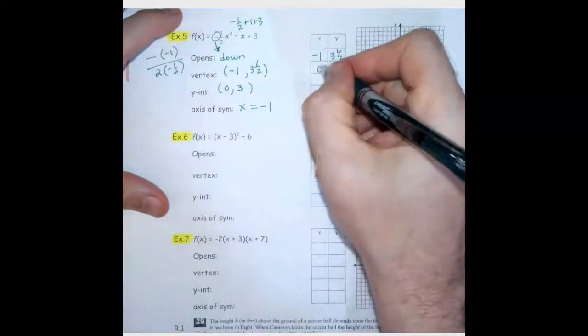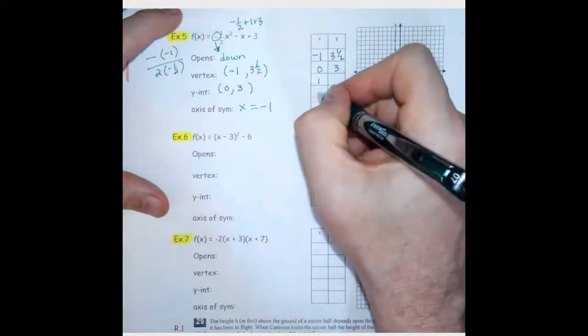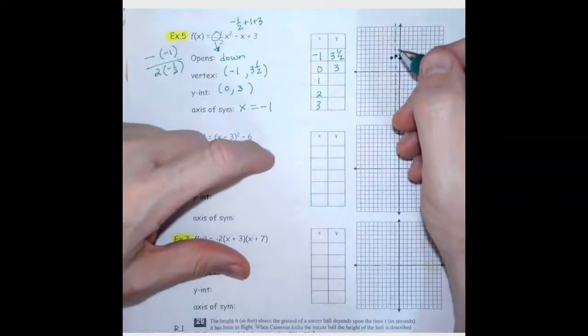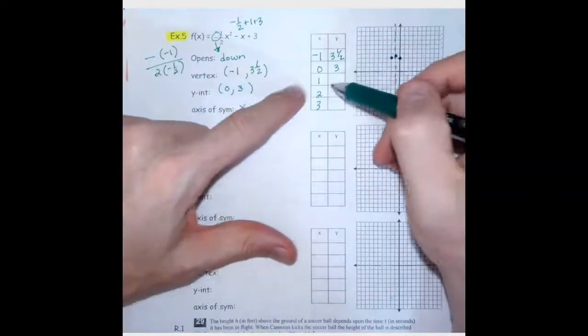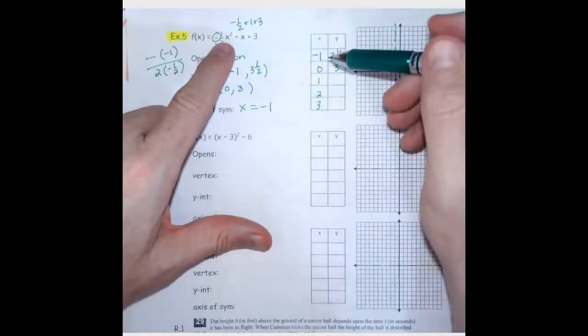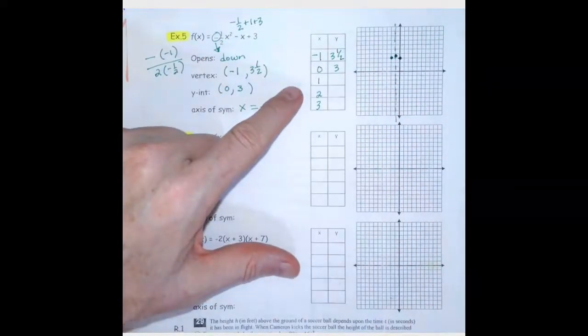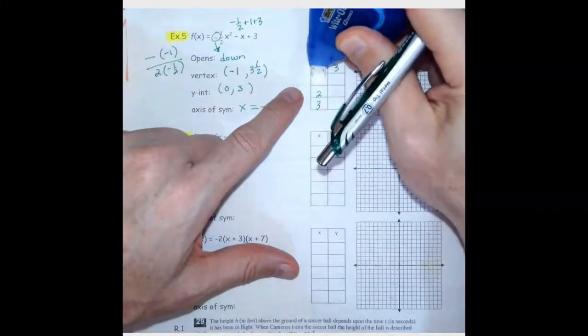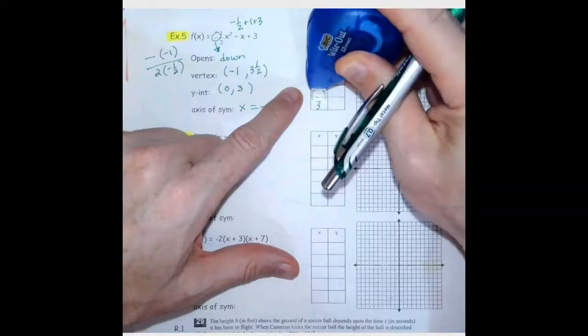So then we had 0, 3. Actually, I'm not that excited about plugging in 1, because if I plug a 1 in there, I'm going to get a fraction, so I don't want to do that. So here's where you have some choice. You can pick these numbers. So why don't we pick numbers that are going to work out nicely for us?